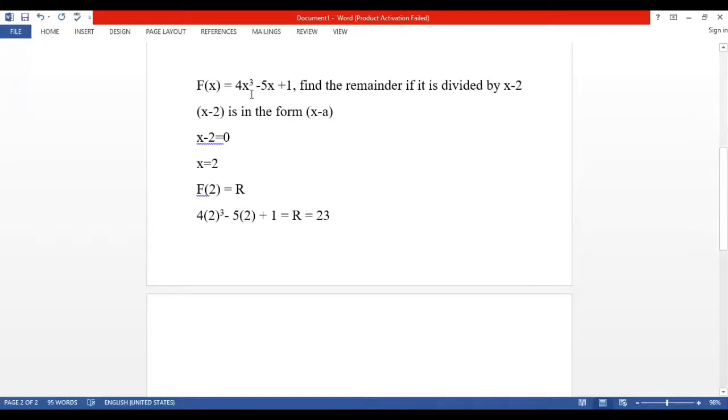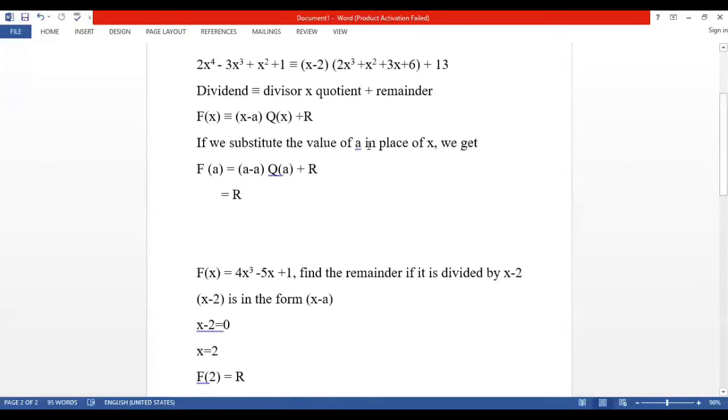We have this question. f of x is equal to 4x cubed minus 5x plus 1. We need to find the remainder if it is divided by x minus 2. See that x minus 2 is in the form x minus a. Now, in order to get the value of x, we are going to equate the divisor to 0. Why do we equate it to 0? Because we are basically going to make this first whole term 0 so that we're only left with r, and we can find the remainder as mentioned over here.